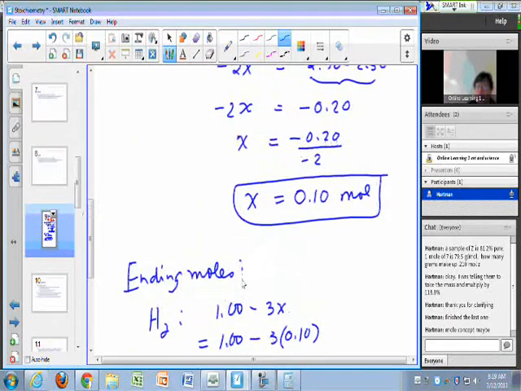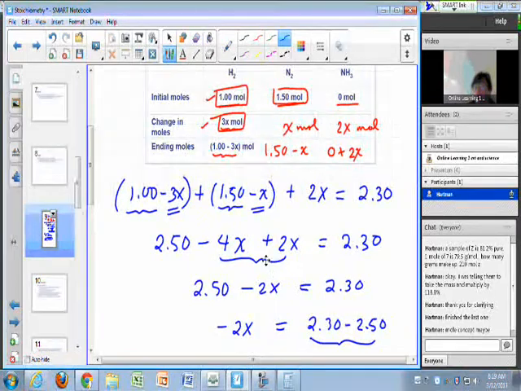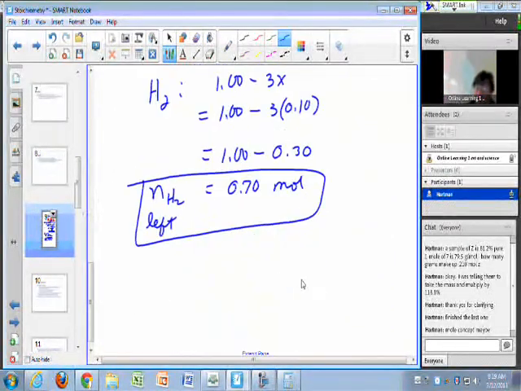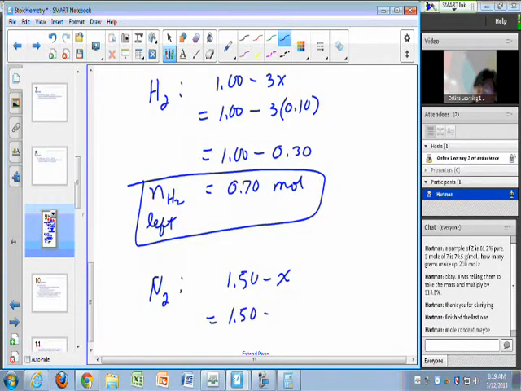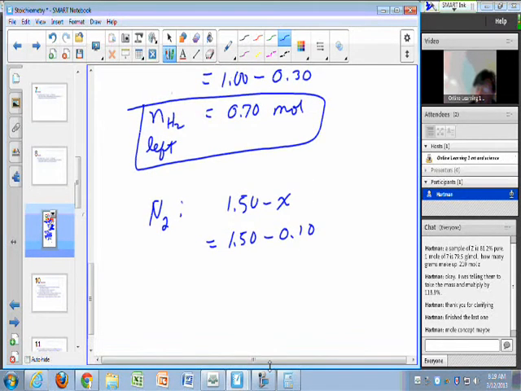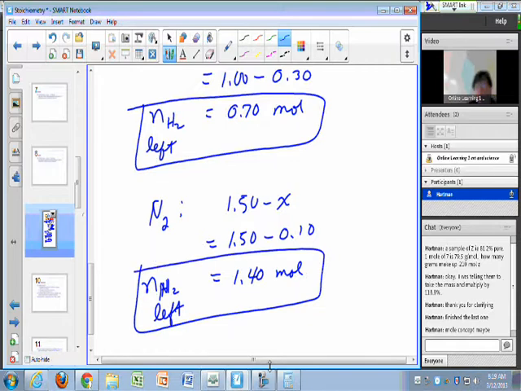How many moles of nitrogen would you have left? You'd have 1.50 minus x. So ending moles for nitrogen is 1.50 minus x. So that's 1.50 minus 0.10. That gives you 1.40 moles of nitrogen left. Moles of N2 left would be 1.4.